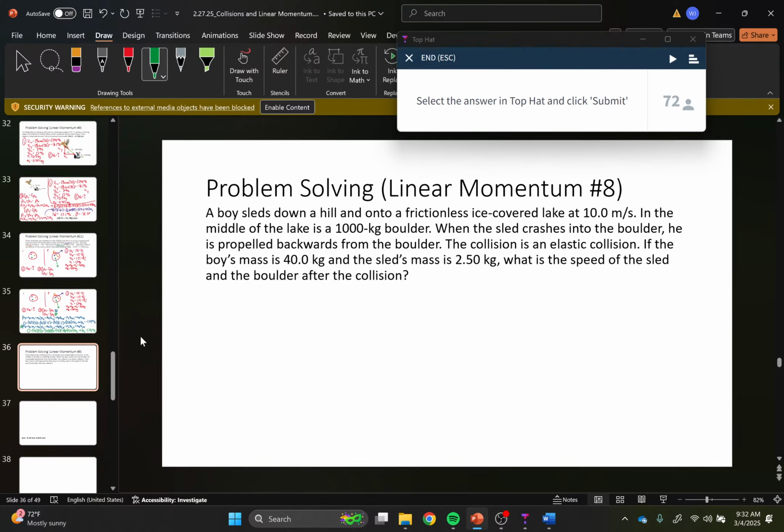A boy sleds down a hill and onto a lake. Once he gets to the lake, he's going horizontally at 10 meters per second. In the middle of the lake is a 1,000-kilogram boulder. When the sled crashes into the boulder, he bounces back. It's an elastic collision. That's an important phrase. If the boy's mass is 40 kilograms and the sled's mass is 2.5 kilograms, what's the speed of the sled and the boulder after the collision? We assume the boy stays in the sled, stuck together. So you have a boy and a sled hitting a boulder, then bouncing off it.